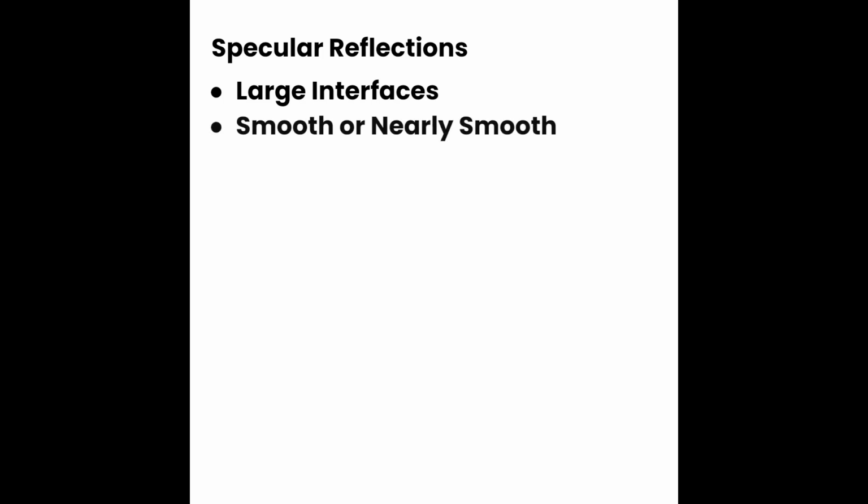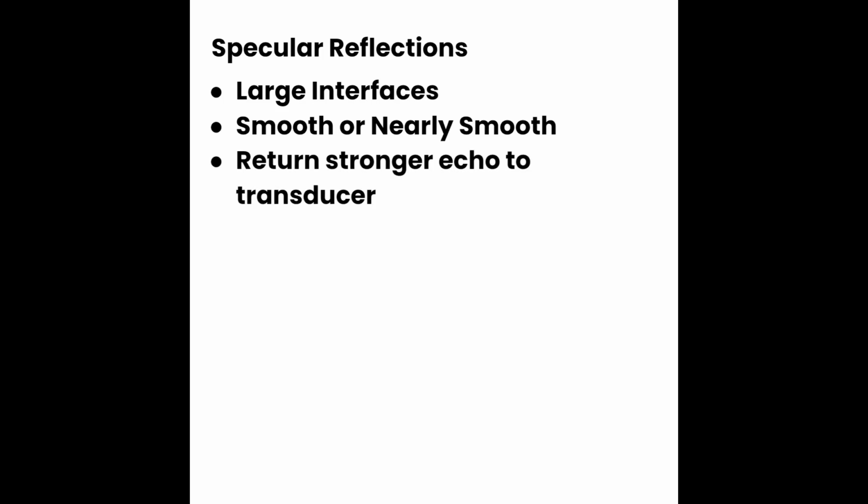The structures that create specular reflections are more likely going to be large interfaces that are smooth or nearly smooth. The echoes that return from these interfaces tend to be stronger and are going to return towards the transducer. Since specular reflections are stronger and come from smooth-edged objects, they tend to be displayed as bright white linear echoes.